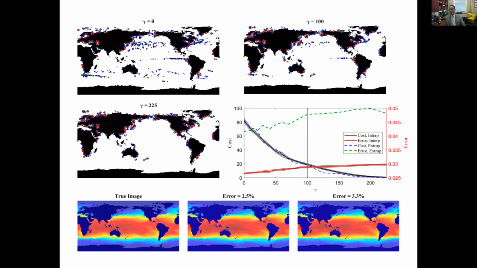And the difference is right on the bottom. The true image is on the left, right? The bottom left. And the two images on the bottom, there's an error of 2.5%. That's the top left picture where you can place sensors anywhere. The 3.3% error is when you've placed all the sensors on land. So in other words, you saved yourself a bunch of money by moving all your sensors to land, and you only lost 0.8% in performance.